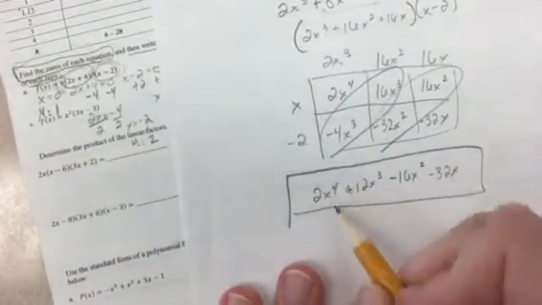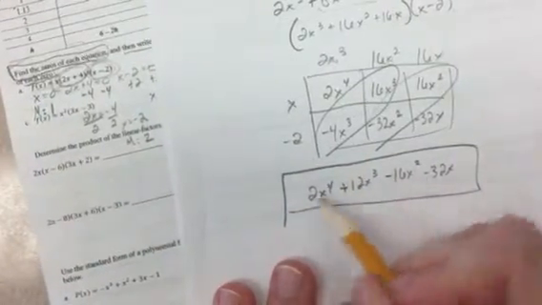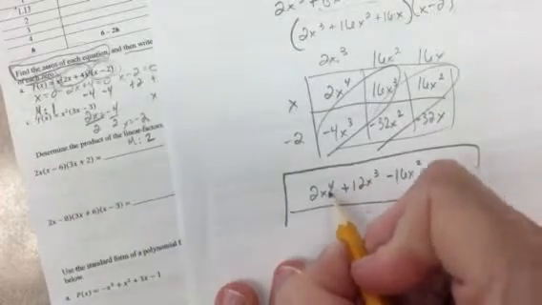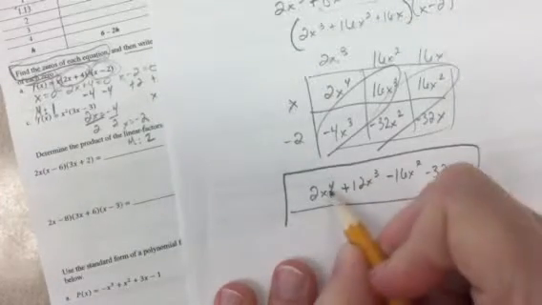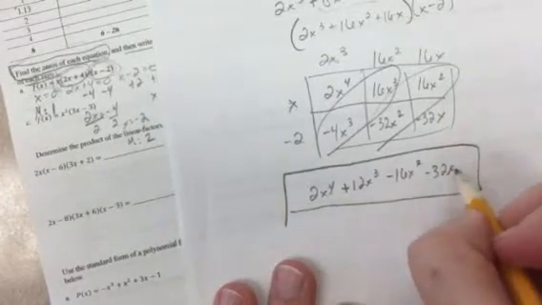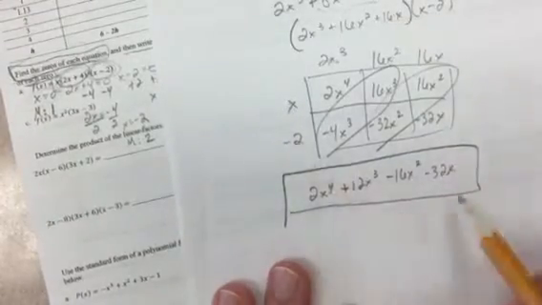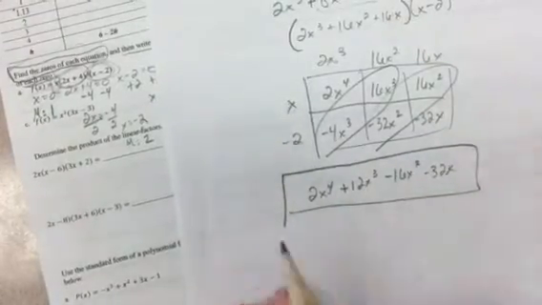Standard form means there's nothing, no factors to be multiplied out, and the degree of each term is in decreasing order. So this goes 4, 3, 2, 1. So this is my final standard form.